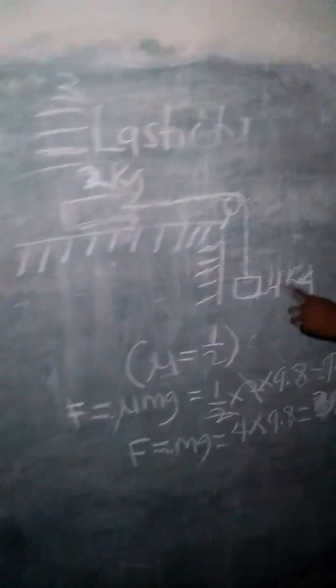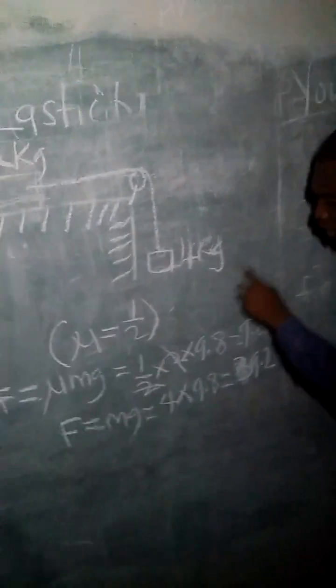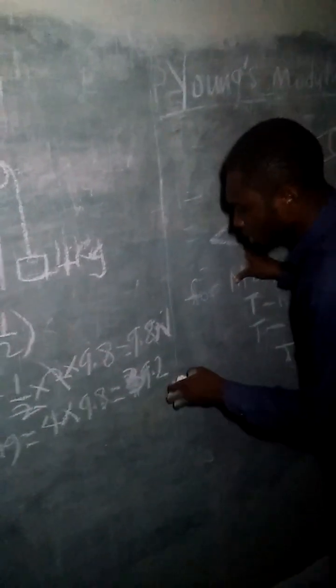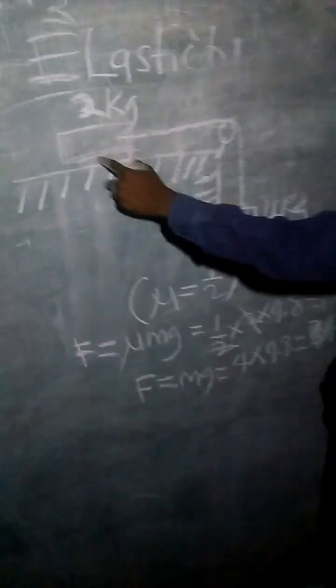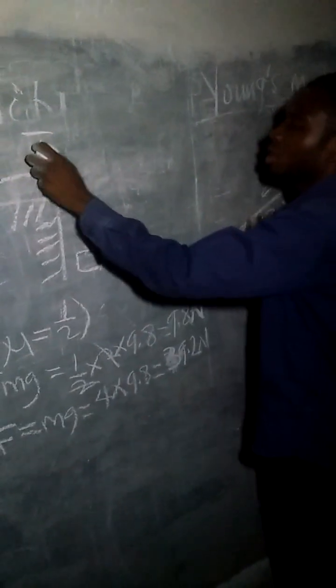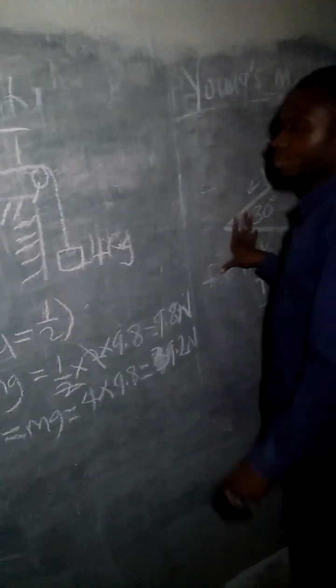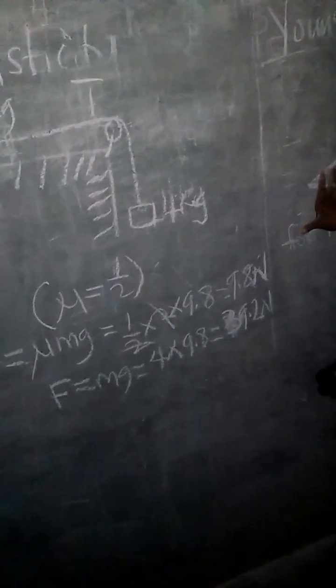The force acting downward is 4 kg times 9.8. This is the force acting downward, and this one is the force on this surface. So there's a tension on this rope. Take notes.